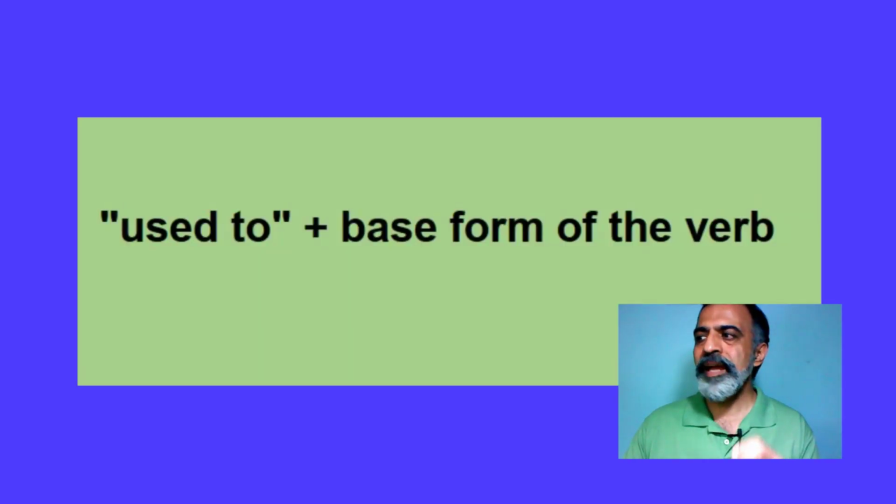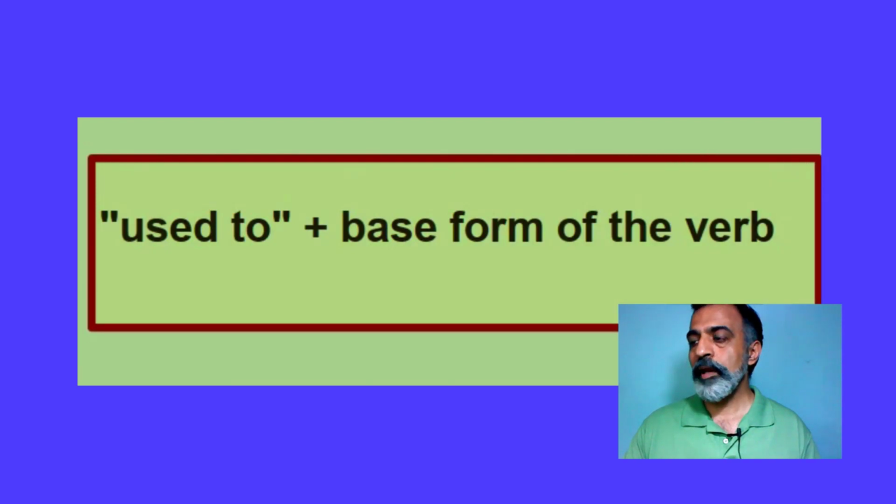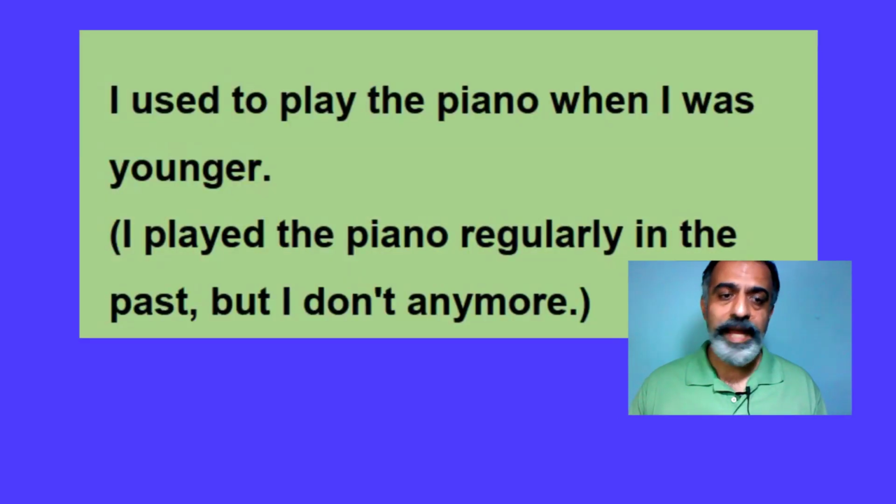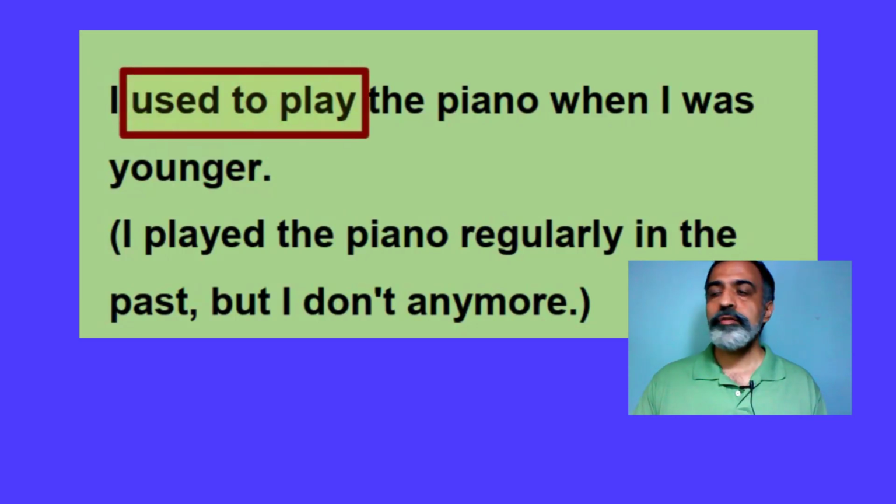The basic structure says used to plus base form of the verb. I mean infinitive without to, like go, write, live, have, be. Simple form of verb actually. For example, I used to play the piano when I was younger. It means that I played the piano regularly in the past, but I don't anymore.